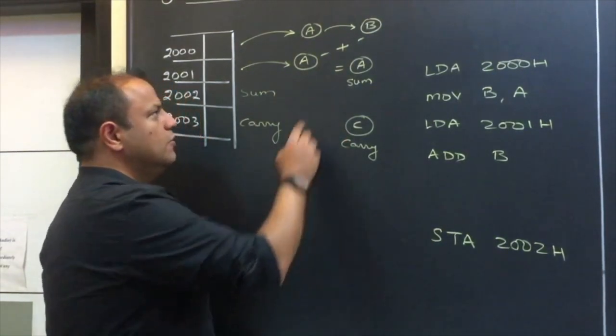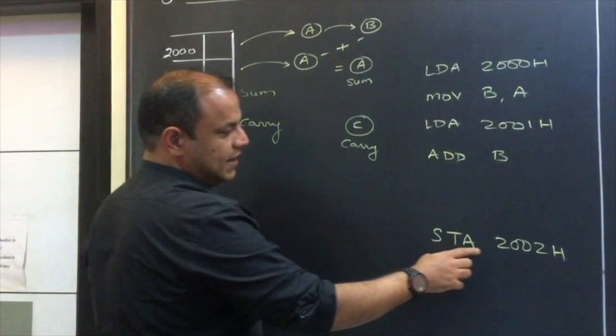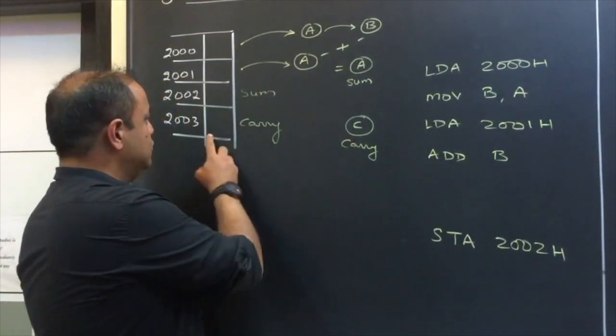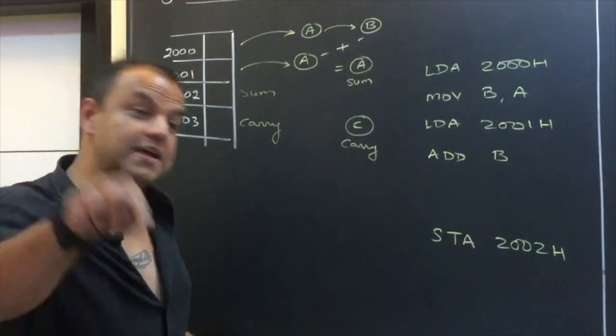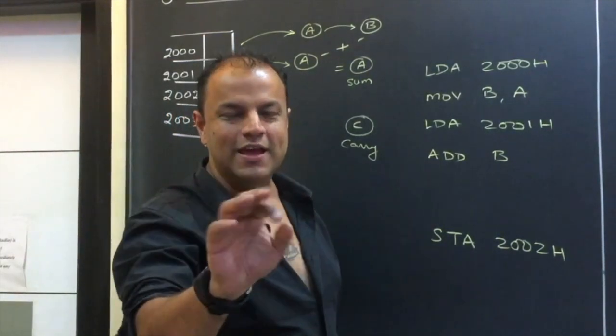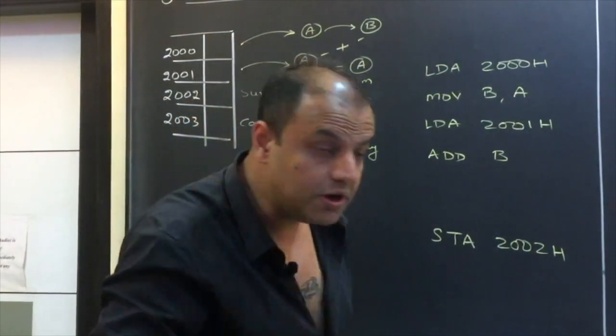How are you going to do it? From A, you store it at 2002 by writing STA 2002. From C, you'll store it at 2003 by writing STC 2003? No, there is no such instruction. There is an STC, but that is set the carry flag. That is not store C register. So what did you understand?